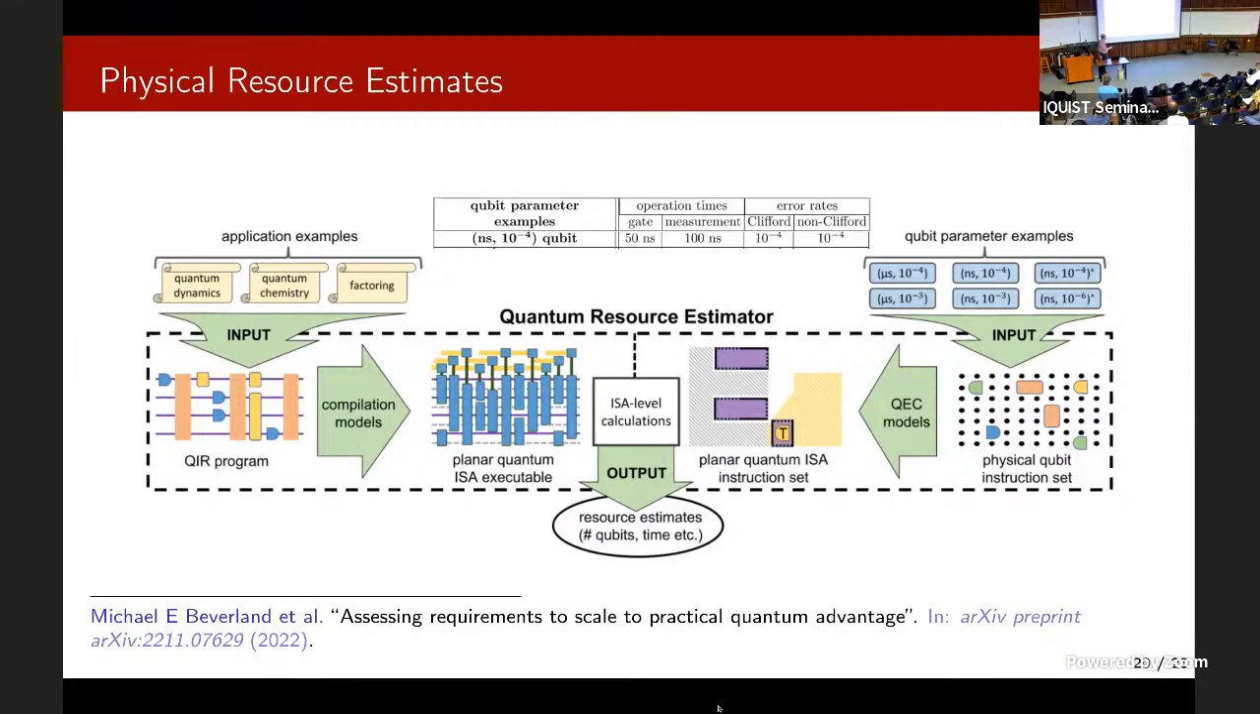So we have qubit parameters. When I talk about times, which I'm going to do in the next slide, we're assuming something like a superconducting qubit, which has 50 nanosecond gate times, 100 nanosecond measurement times, and error rates of 10 to the minus 4. Those are not necessarily achieved today at scale, but are all reasonable numbers that could be achieved in the near term.